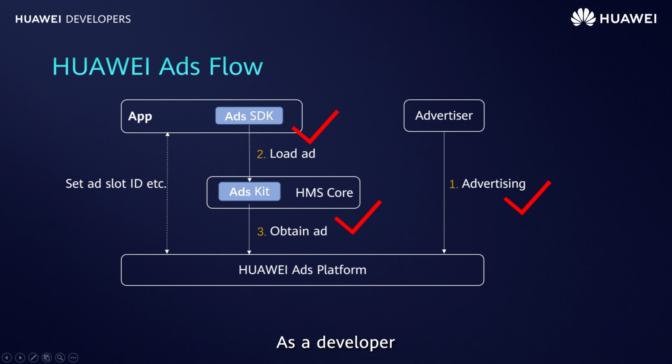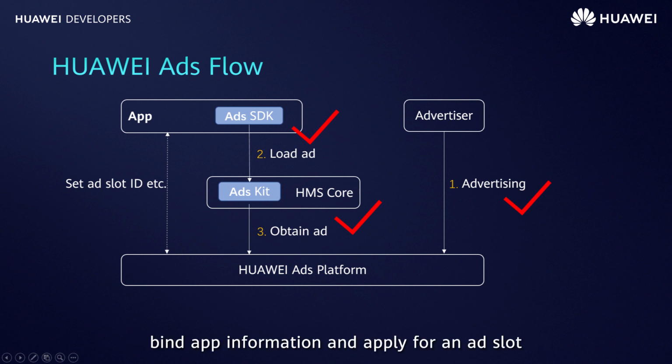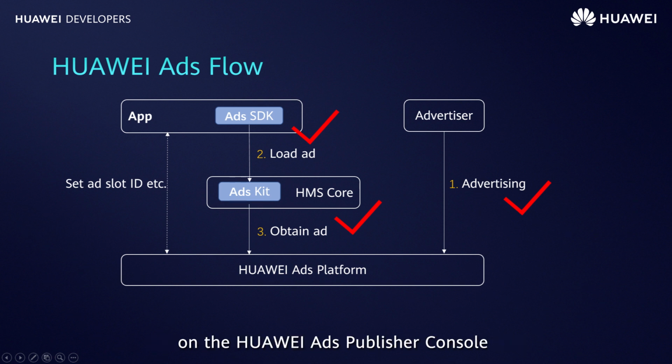As a developer, you need an ad slot ID for integration into the code. To obtain this ID, find app information and apply for an ad slot in the Huawei Ads Publisher console provided by the Huawei Ads platform. We'll come back to the ID later.